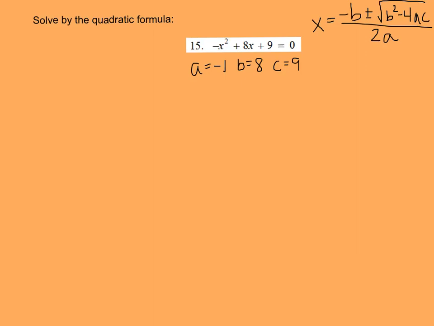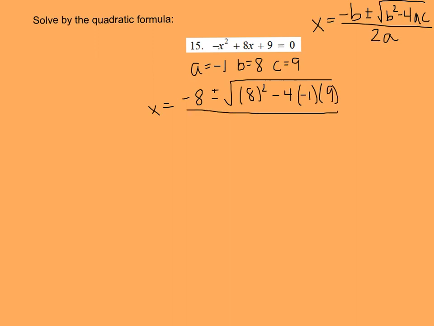Okay, so we're going to plug everything into that quadratic formula. So I've got x equals the opposite of b, so negative 8 plus or minus the square root. Now here we need to make sure we're using our parentheses. B squared minus 4ac, all over. Make sure that that is all over. Make sure you don't shorten that line at all. It needs to be all over 2 times negative 1.